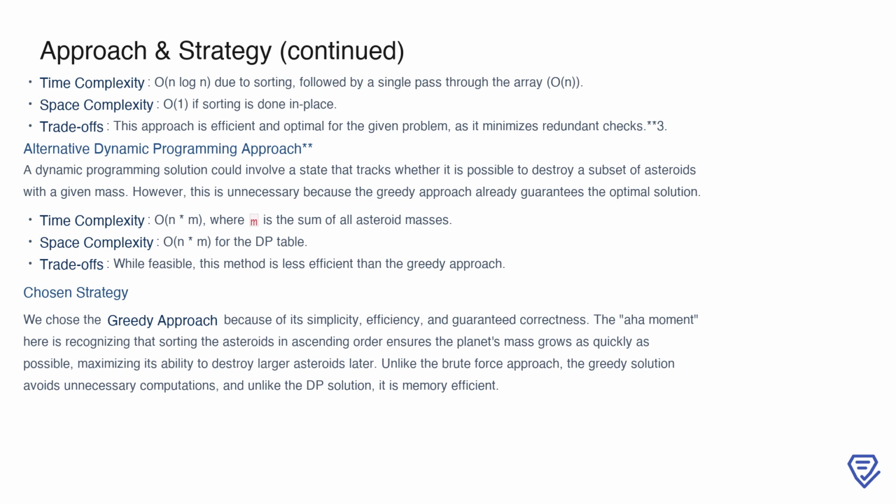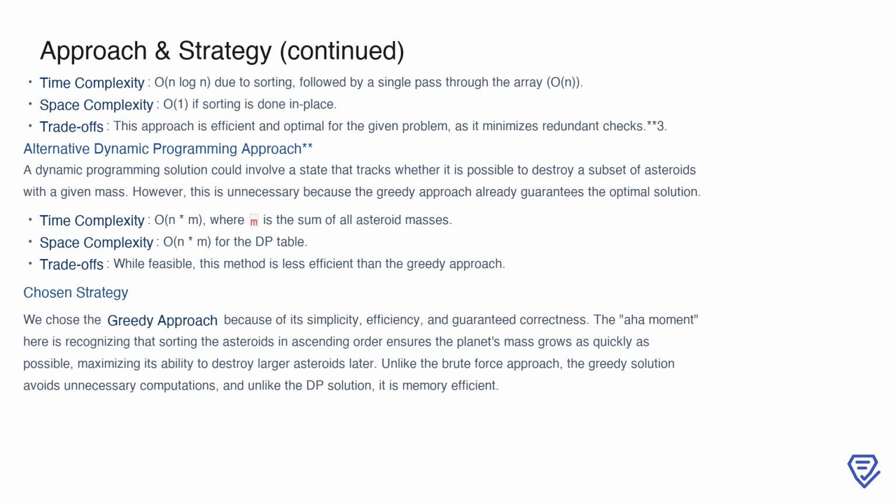Sorting the asteroids in ascending order takes O(n log n) time, and iterating through the sorted list requires only O(n). This gives the greedy solution an overall time complexity of O(n log n). Additionally, if sorting is performed in place, the space complexity is O(1), making it memory efficient. This approach is optimal for the problem because it eliminates redundant checks and ensures that we are always making the best possible decision at each step.